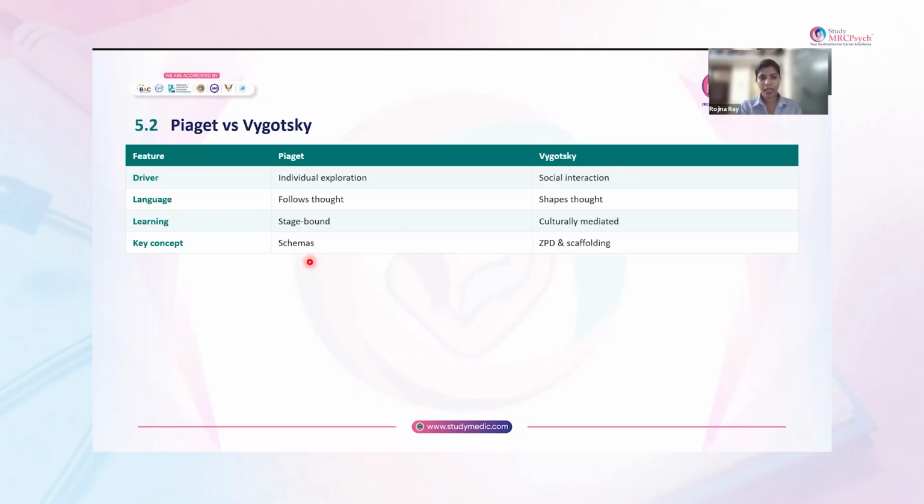So in Piaget's theory, the key concept is schema, whereas in Vygotsky's theory, it is the zone of proximal development and scaffolding. Here learning is stage bound. Piaget described fixed universal stages, whereas according to Vygotsky, learning is culturally mediated.